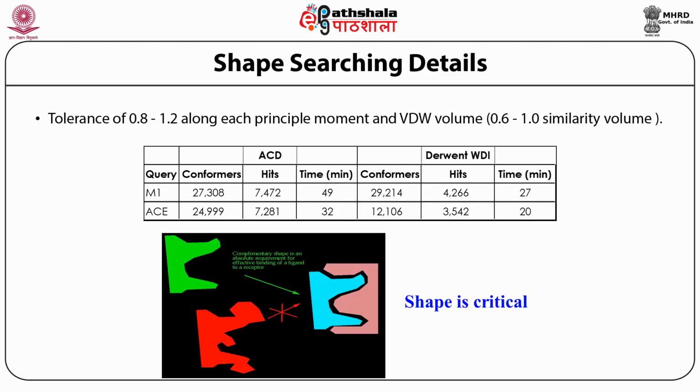So this shows that if we increase this tolerance, we may get more hits, but the false positives will increase. However, if we use the similarity volume, we can actually reduce the hits to much fewer. And this is only by shape searching data, which is shown here as hits.